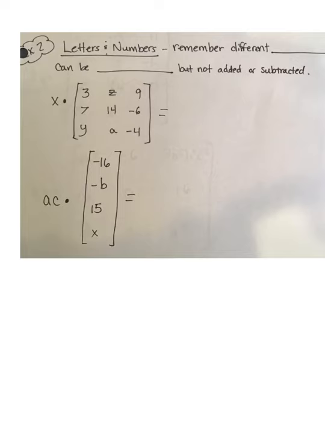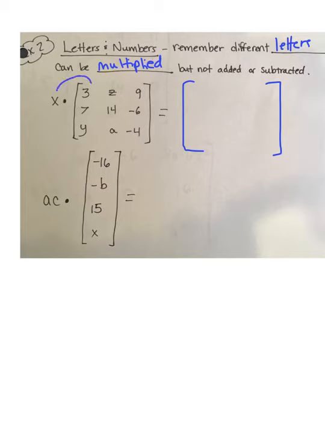Okay, so now we're going to throw some letters into it. Now, last time when we were doing adding and subtracting, you can't add and subtract letters and numbers, but you can multiply. Remember, different letters can be multiplied, but not added and subtracted. So our answer always has to be in a matrix. So we do outside times all of these things.